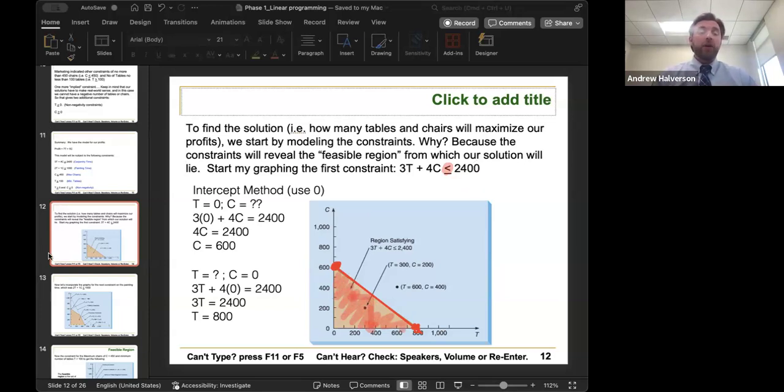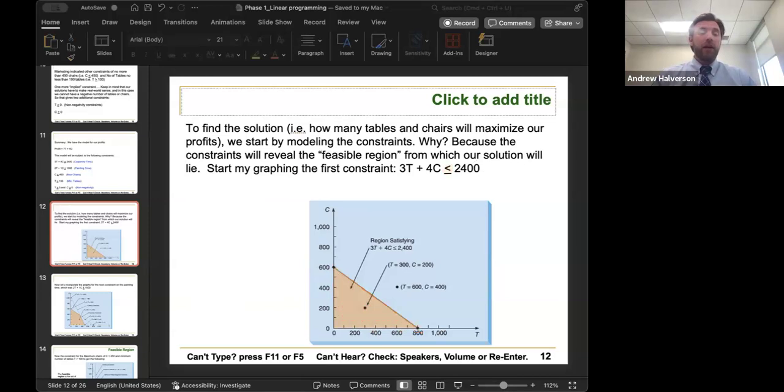So that's the process. We're going to use the intercept method. Let's take our other equation, 2t plus 1c less than or equal to 1,000. Let's do the intercept method again. t is 0. What is c?